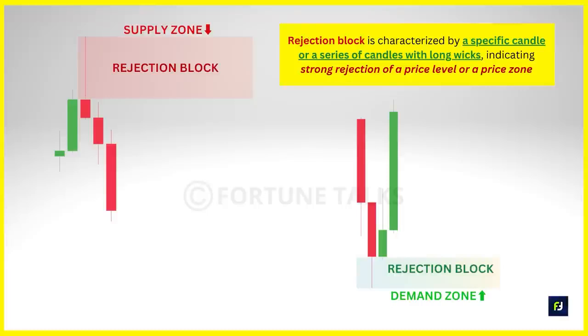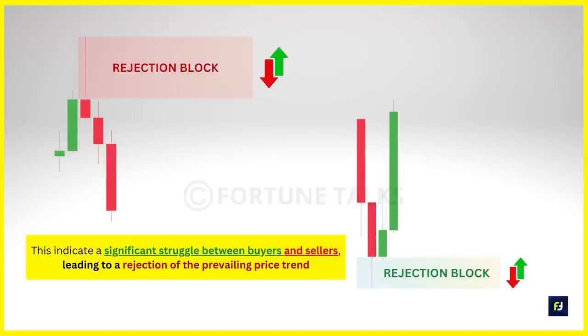of a price level or a price zone, typically occurring at key support or resistance zones or near important supply or demand zones. This signifies that the market attempted to break through a price level, but the effort was promptly rejected, thereby hinting at a strong underlying market sentiment contrary to the attempted price move. Such patterns indicate a significant struggle between buyers and sellers, leading to a rejection of the prevailing price trend.